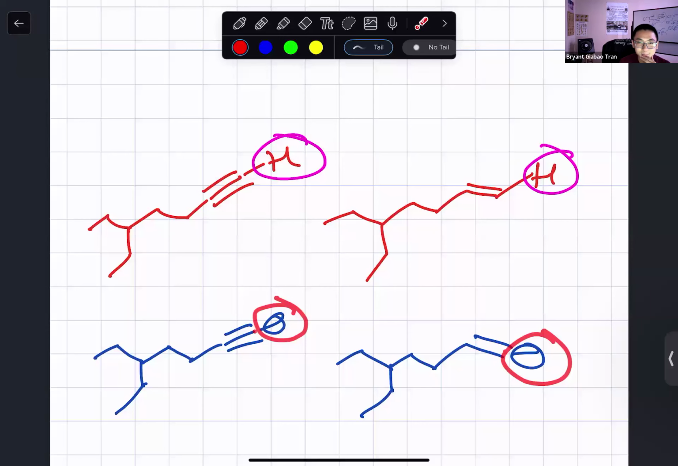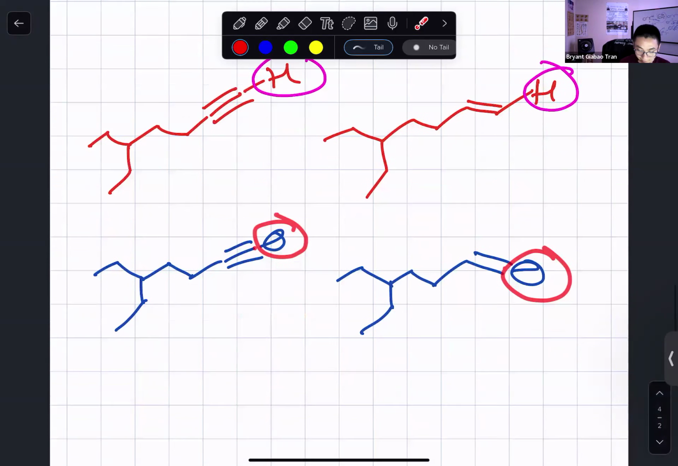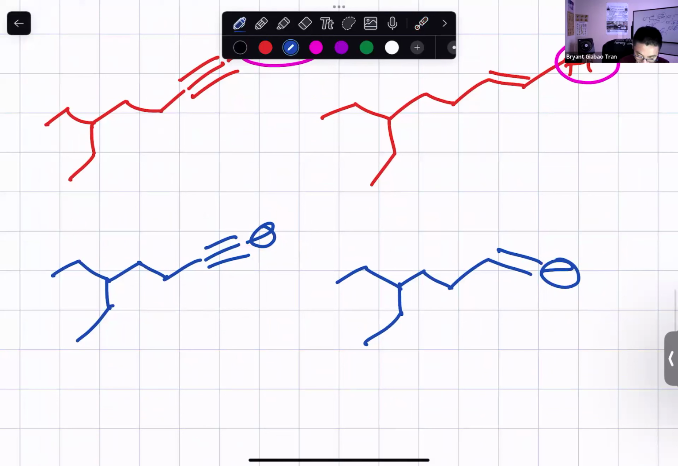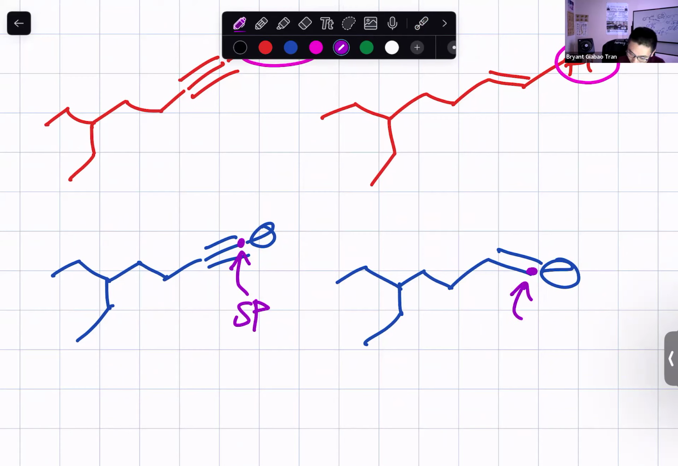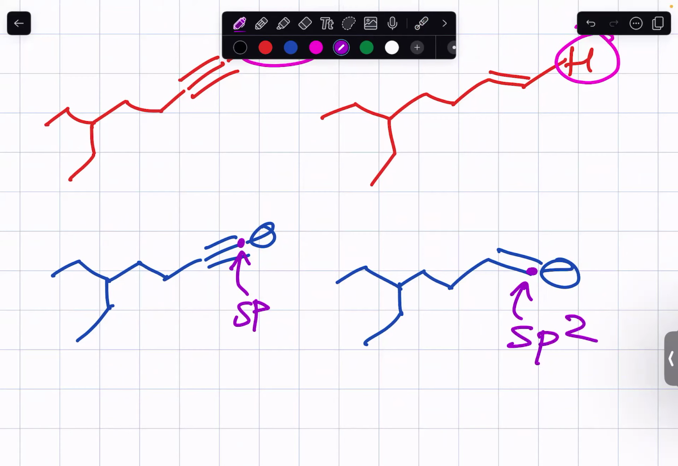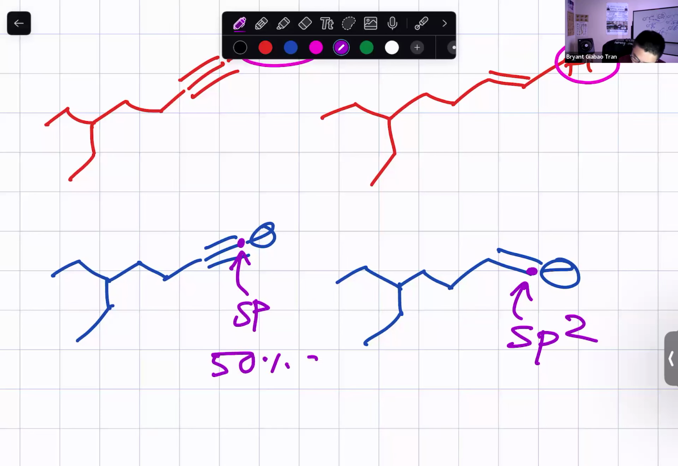Which atom has more s character? The triple bond? Yes, the triple bond. That's right, because the triple bond is what hybridization? What hybridization does this carbon have right here on the triple bond? sp? Yes, sp. That's right. Whereas this double bond has a hybridization of sp2. Yes, sp2. That's right. And we said sp has 50% s character, whereas sp2 has 33% s character.